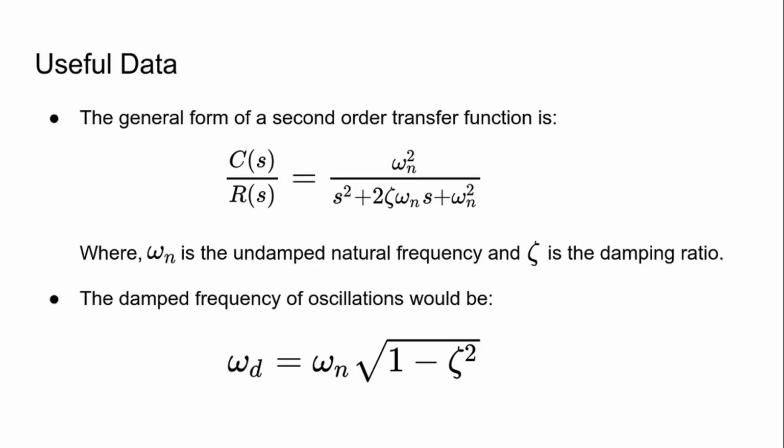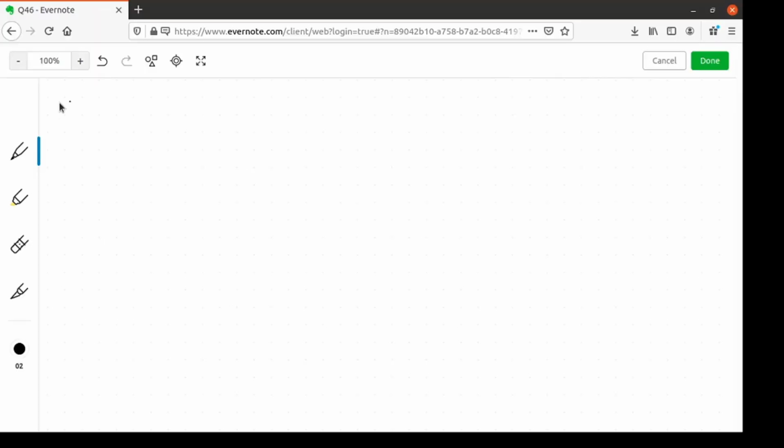We will be using the following concepts to solve this problem. The general form of a second order transfer function is T of s by R of s equals omega n square divided by s square plus 2 zeta omega n s plus omega n square, where omega n is the undamped natural frequency and zeta is the damping ratio. The damped frequency of oscillations would be omega d equals omega n times root of 1 minus zeta square. Let us start solving the problem.